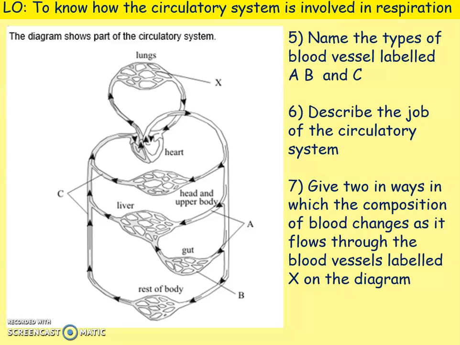Question 5 is again asking you to think about some blood vessels. Blood vessel A, blood vessel B and blood vessel C. Use the arrows to think about which direction the blood is moving in. Question 6. Describe the job of the circulatory system. You've got plenty of information to help you with that. And question 7. Give 2 ways in which the composition of blood changes as it flows through the blood vessels labelled X on the diagram. Similar to question 2. Have a think about what's going on here.